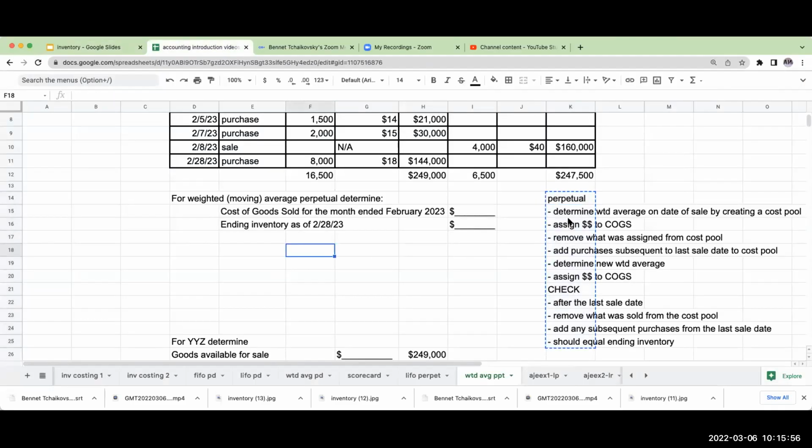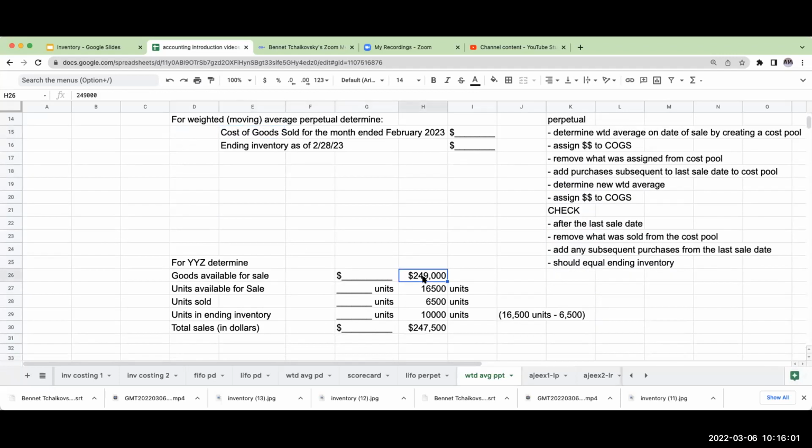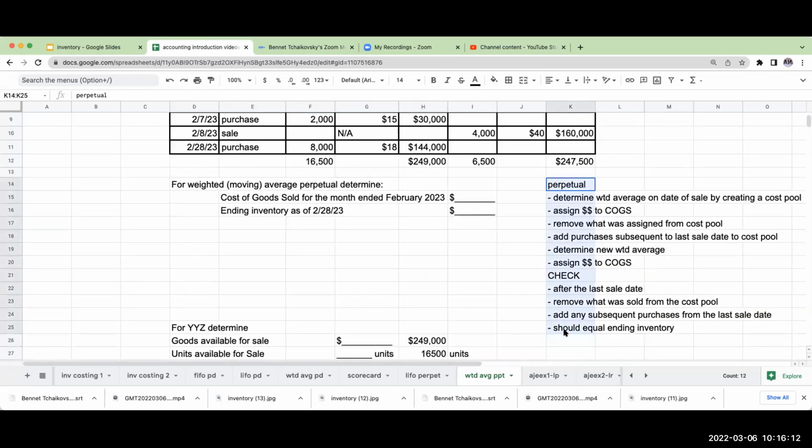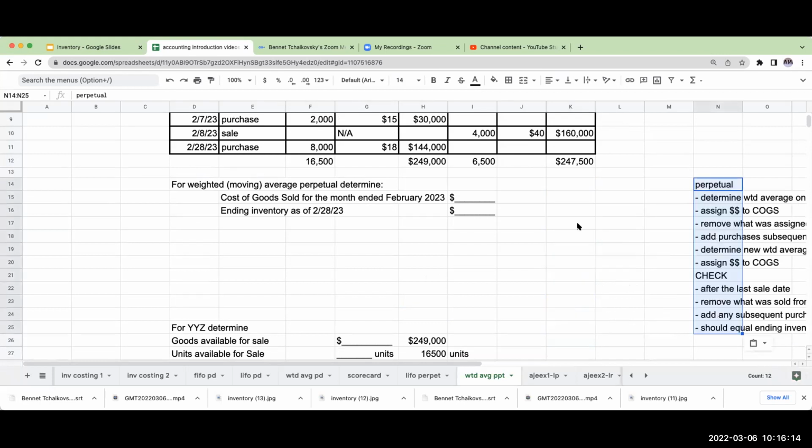Okay, so we're being asked to do the same things. Remember, goods available for sale, $249,000. Units available for sale, 16,500. Units sold, 6,500 units, and ending inventory is 10,000 units. Those are always going to be the same for this particular set of problems.